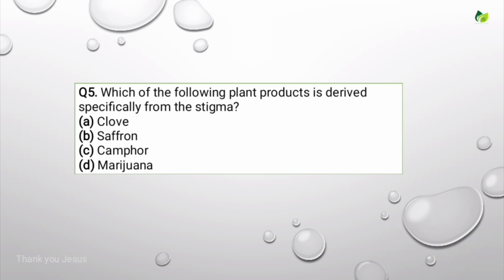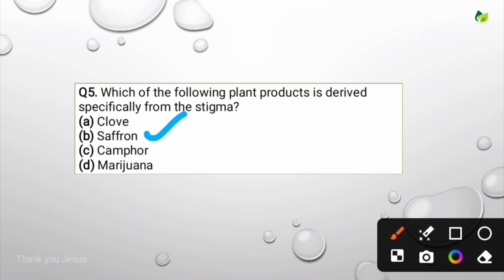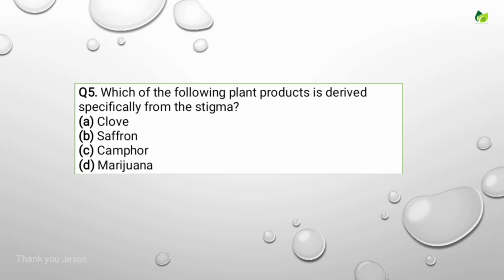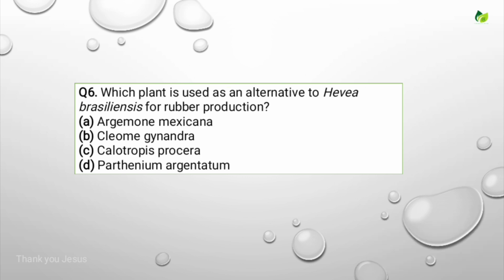Which of the following plant products is derived specifically from the stigma? Options are clove, saffron, camphor, marijuana. For this, the correct answer is saffron. Saffron comes from the stigmas of the Crocus sativus flower. Okay, let's see the next question.